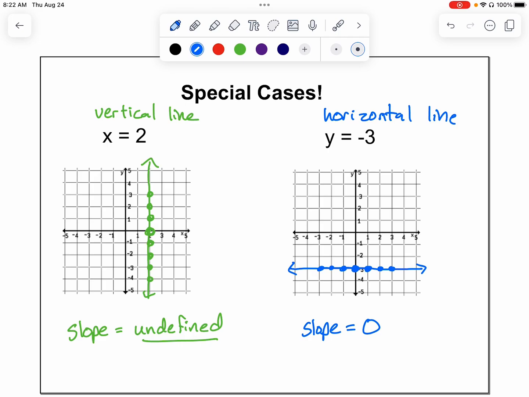All right, those are the types of graphs we're working with today. So why don't you try your practice and see how you do.